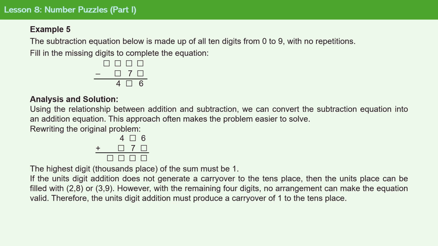The highest digit, that is the thousands place of the sum, must be 1. If the units digit addition does not generate a carryover to the tens place, then the units place can be filled with 2, 8, or 3, 9. However, with the remaining 4 digits, no arrangement can make the equation valid. Therefore, the units digit addition must produce a carryover of 1 to the tens place.